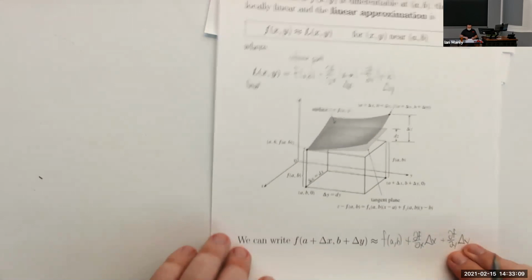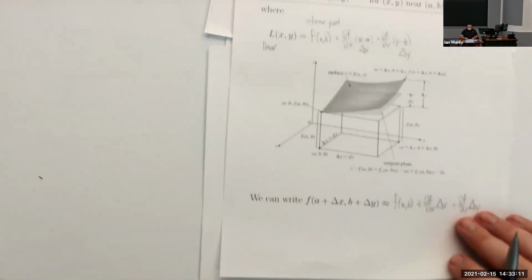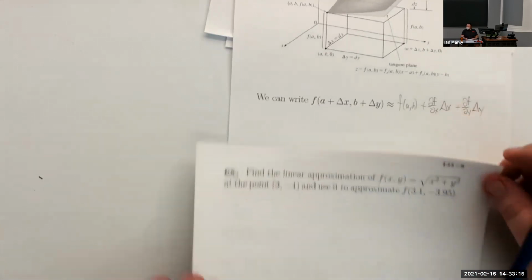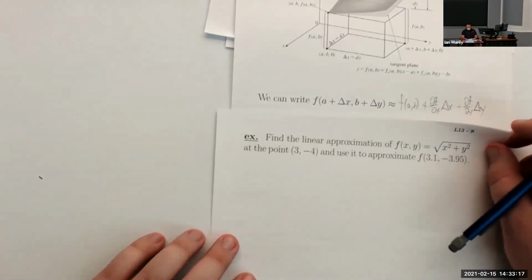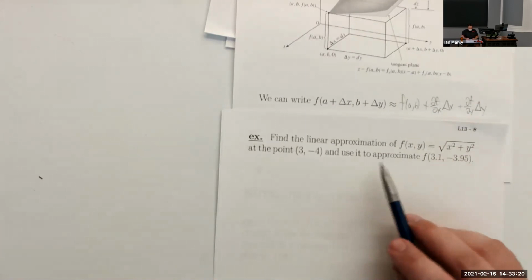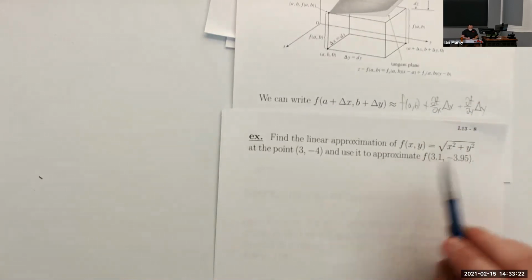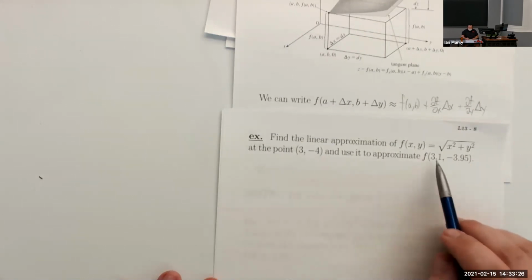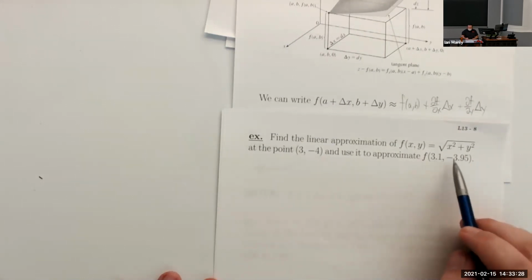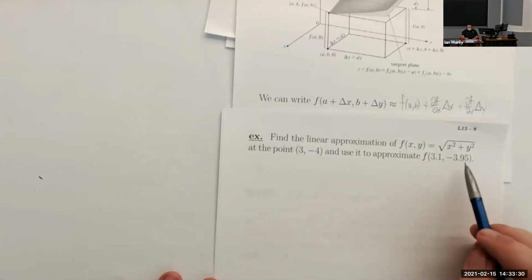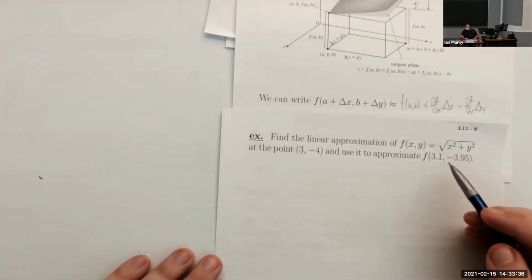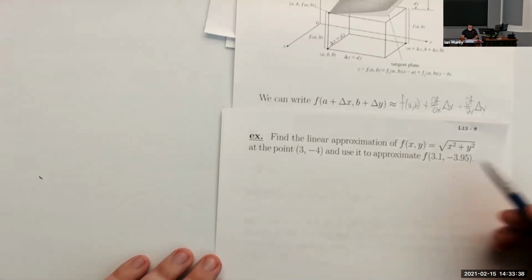Okay. So why don't we practice this? Why don't we actually do something? So I mentioned square roots, and we can also do square roots using this as well. So find the linear approximation of this function at the point 3, -4, and use it to approximate f of 3.1, -3.95. So this is definitely an awkward number to put into a square root, but maybe we can at least get a good approximation of it using this right here.